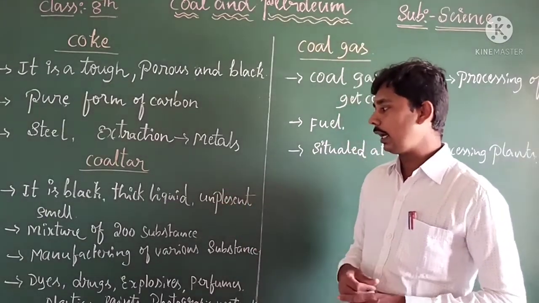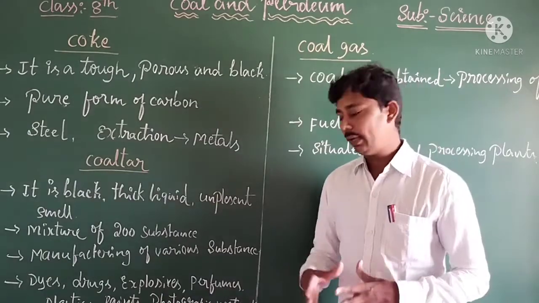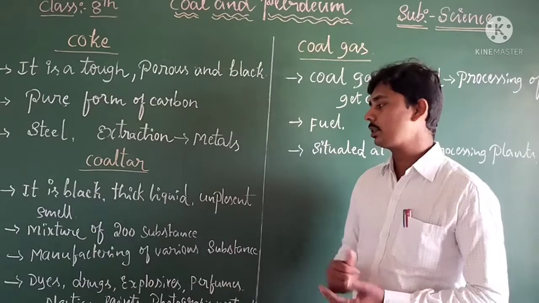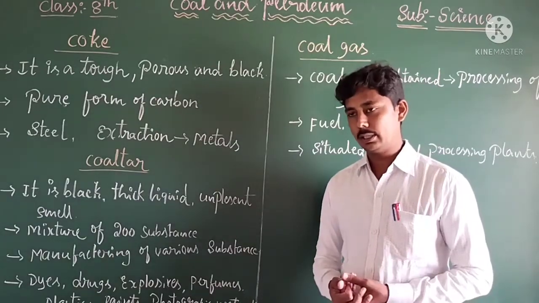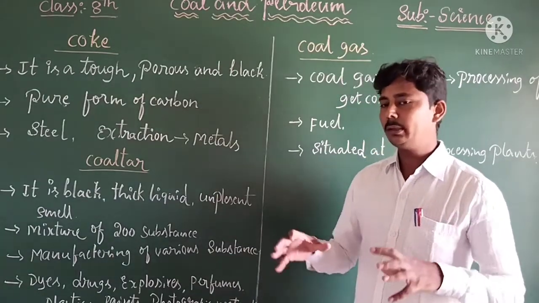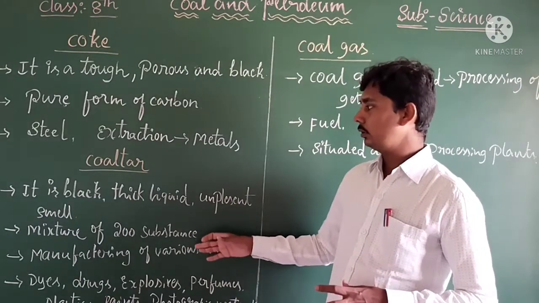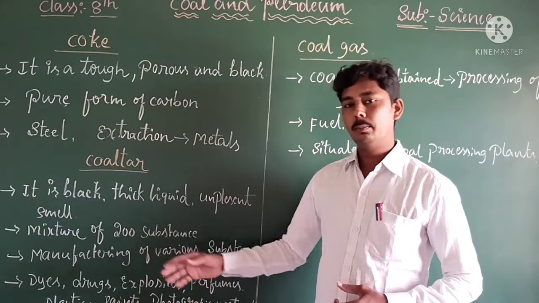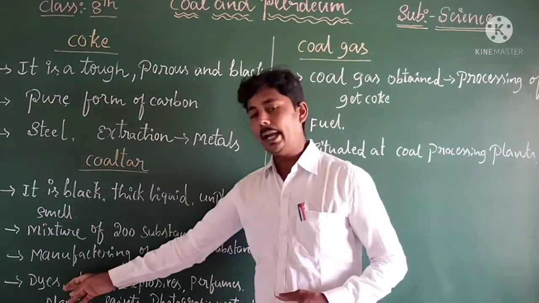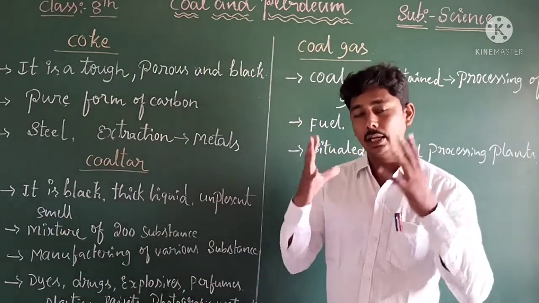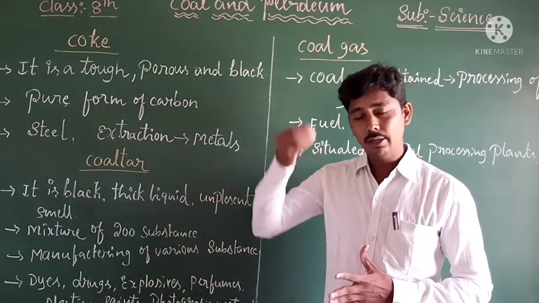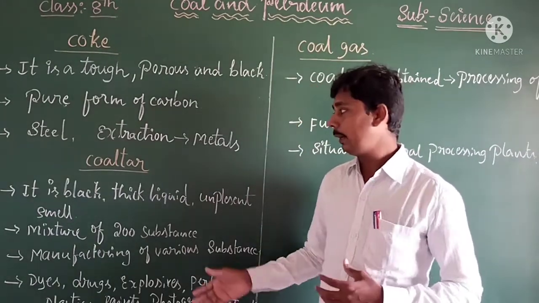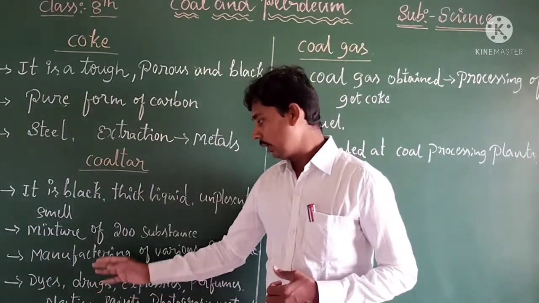Okay, coal tar is used for the manufacturing of various substances. Many substances are manufactured using coal tar, for example, the manufacture of dyes. Dyes means color substances. The dye we apply to hair is also made from coal tar.